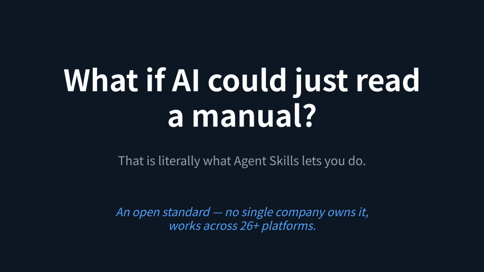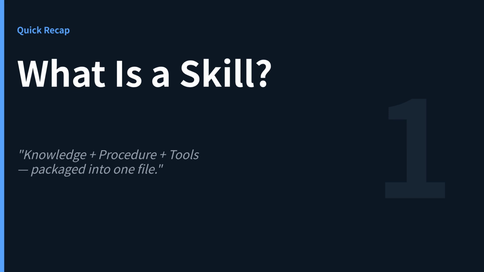So quick question, have you ever wished you could just hand an AI a manual and say, here, follow this? That is literally what Agent Skills lets you do. And the best part? It's an open standard, which means no single company owns it, and it works across dozens of AI platforms. Let me start with a quick recap from episode 1.